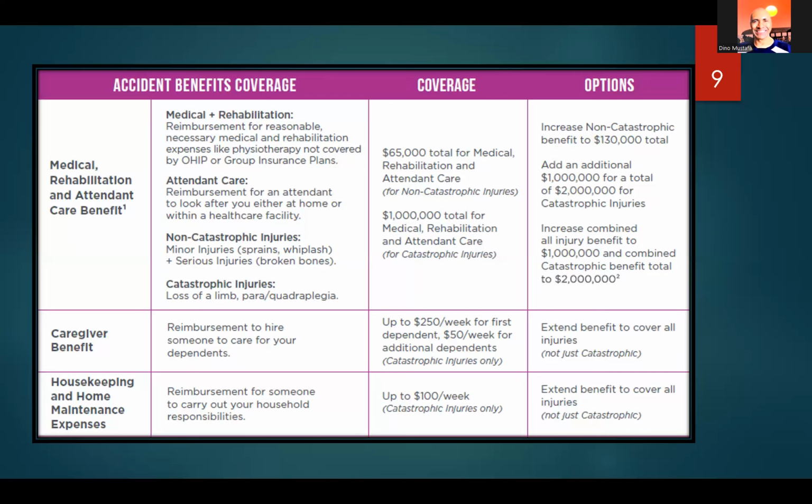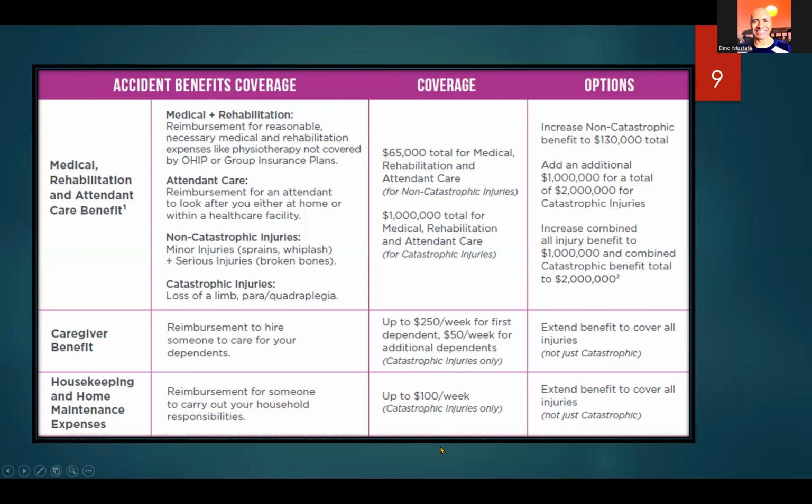The same thing goes for housekeeping and home maintenance. Your customer is hurt in a car accident, and she's not able to do the activities of daily living like housekeeping and home maintenance. She has to look for somebody to carry out the household responsibilities, and of course, she is looking for some money from the car policy. Yes, she will get $100 a week, but she has to be catastrophically injured, like she should sustain a permanent injury to get this $100. How can she get it even for non-permanent injuries? By option. Pay a couple of dollars more a month, and you can extend that $100 a week even for non-catastrophic injuries. Okay, so we covered three.